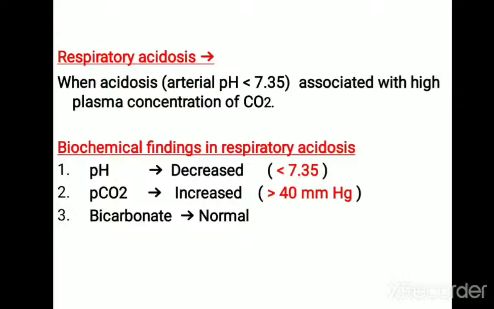Then just write this heading, that is, the biochemical findings seen in respiratory acidosis. What should be the biochemical changes? Just write these 3 points: pH, partial pressure of carbon dioxide, and bicarbonate concentration. In any type of acidosis, the pH should be less than 7.35. Here the change in pH is due to the change in carbon dioxide concentration. So the carbon dioxide concentration here is more than 40 millimeter mercury. Here the bicarbonate concentration is normal. That's why it is known as respiratory acidosis.